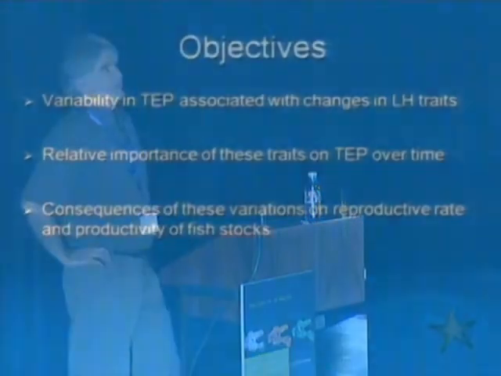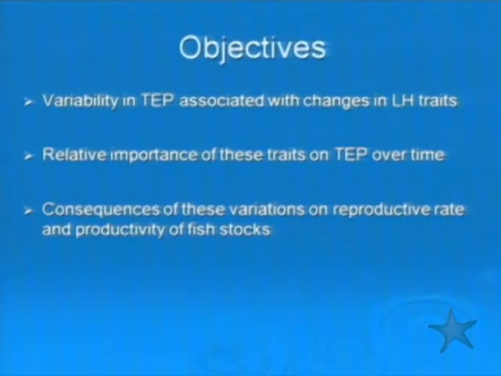The objectives of the presentation are to explore this variability in total egg production that is associated with change in different life history traits, to examine the relative importance of these traits on total egg production over time, and also to explore the consequences of these variations on the reproductive rate and productivity of stocks.